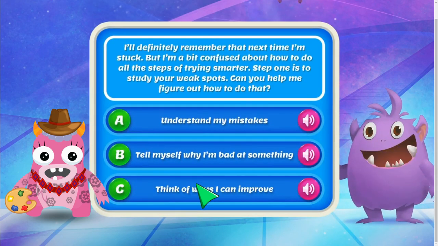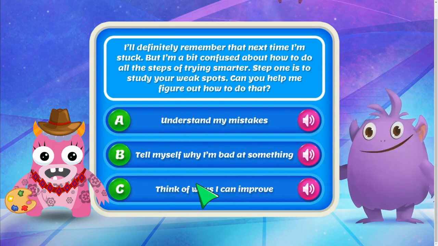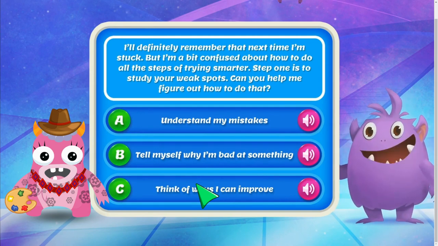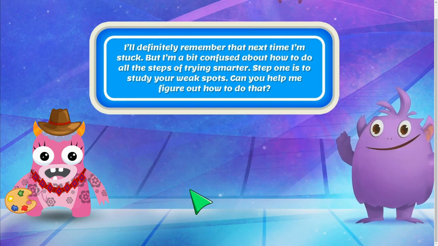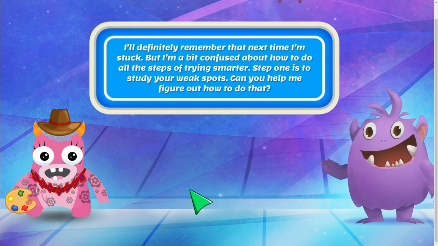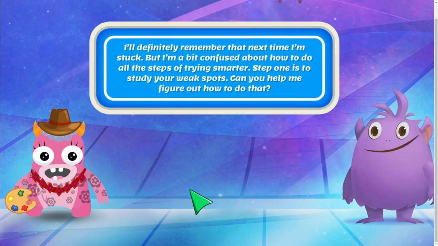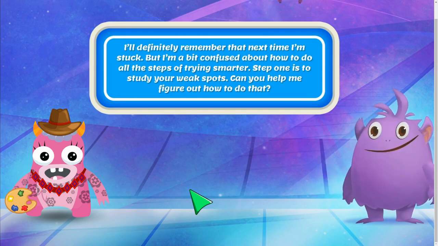I'll definitely remember that next time I'm stuck. But I'm a bit confused about how to do all the steps of trying smarter. Step one is to study your weak spots. Can you help me figure out how to do that? That's a great idea! But before I can improve, I've got to understand what needs improvement. Taking a deep look at my mistakes and figuring out exactly what I don't understand is a great place to start.